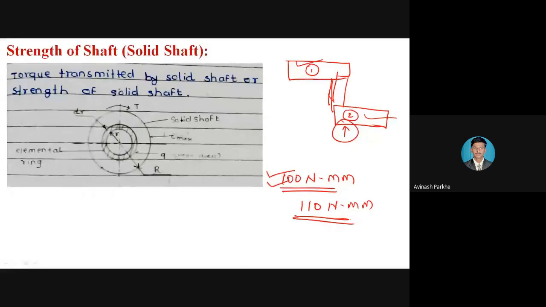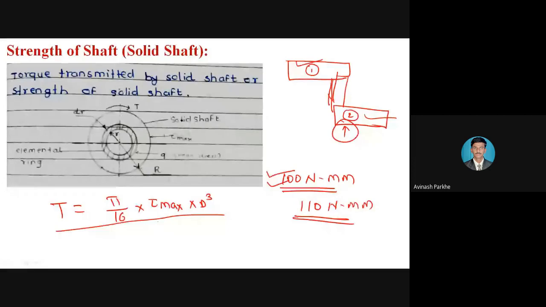And if I have to check the strength of the solid shaft, then I have the formula capital T is equal to pi by 16 into tau max into d cube. Please keep this formula in your mind, or take it down in your notebook. What does this formula represent? This formula represents the torque transmitting capacity, or strength, of the solid shaft.